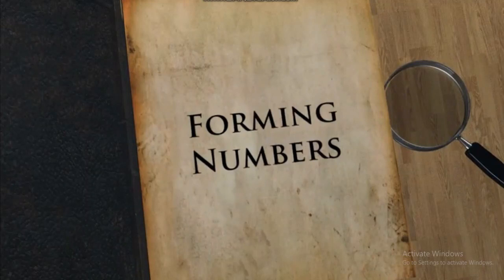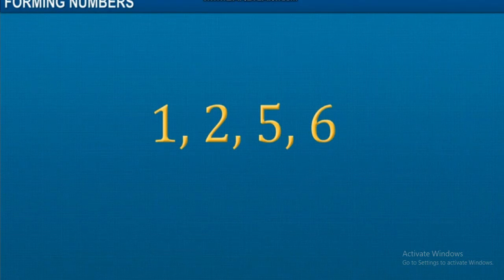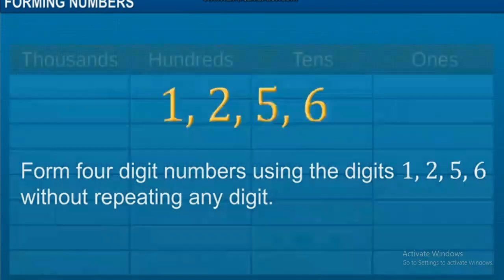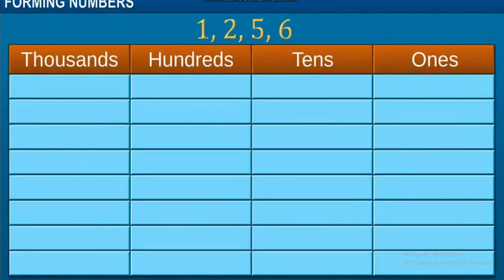Forming numbers using digits. Digits 1, 2, 5 and 6 are given. We have to form 4-digit numbers using these digits without repeating the digits. Let's use a place value table to form numbers.